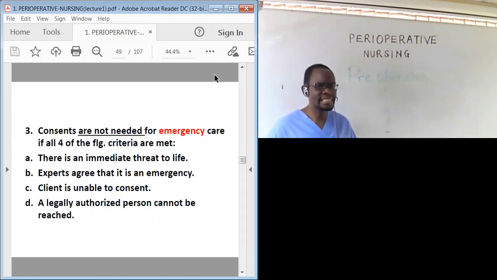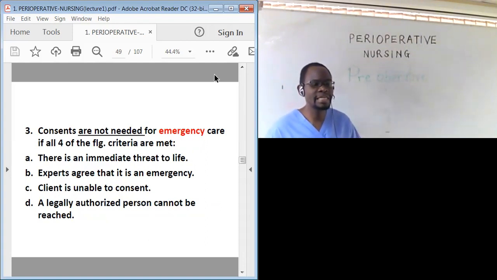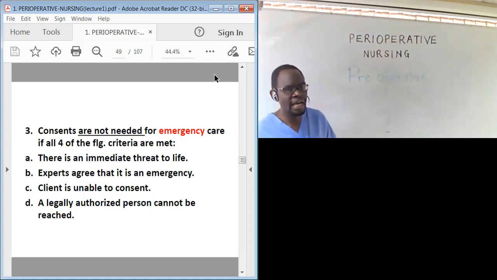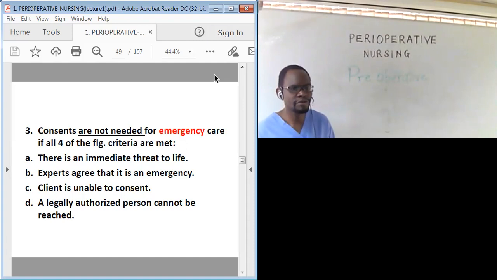Now, consent might not be needed in case of emergency if all four criteria are met. There is an immediate threat. Experts agree that this is an emergency, or the client is unable to sign consent, or a legally authorized person cannot be reached, what we refer to as the healthcare proxy here. So if all these have been satisfied, a patient can move straight away to theater, and there might be no need for consent.